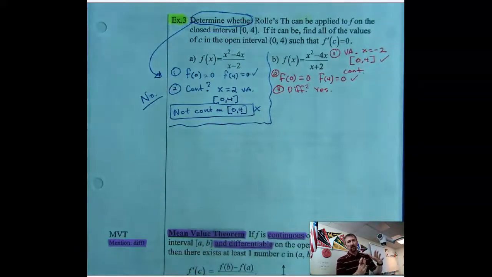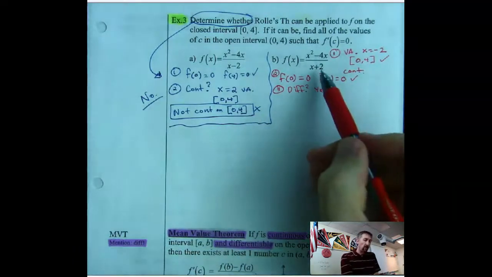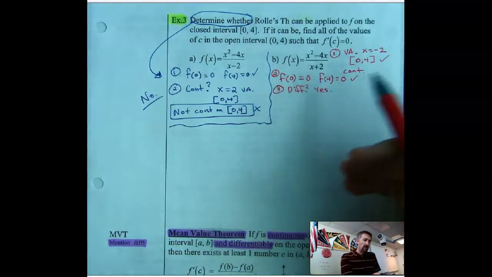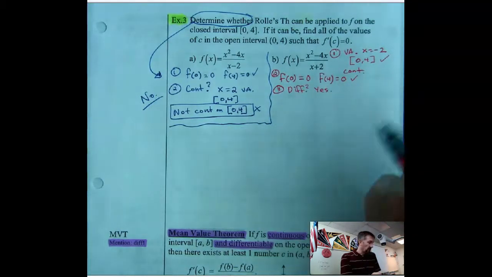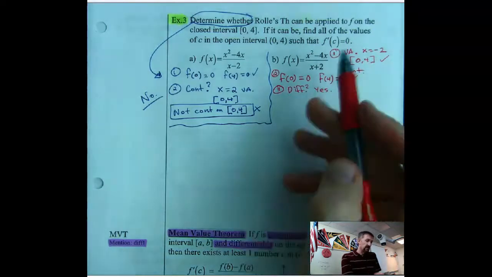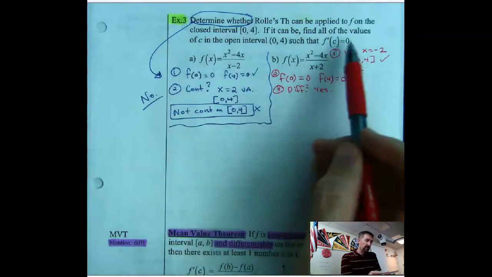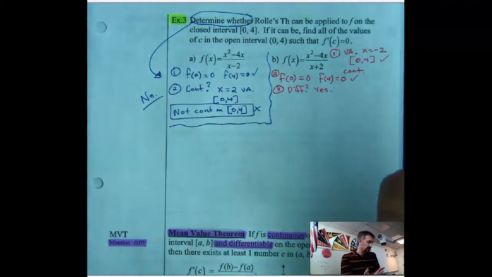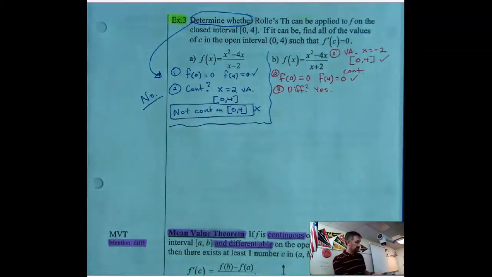Because a hyperbola is going to be fine there. Okay, so what we need to do now is find the values of c where the derivative equals 0. So that just means take the derivative and set it equal to 0.